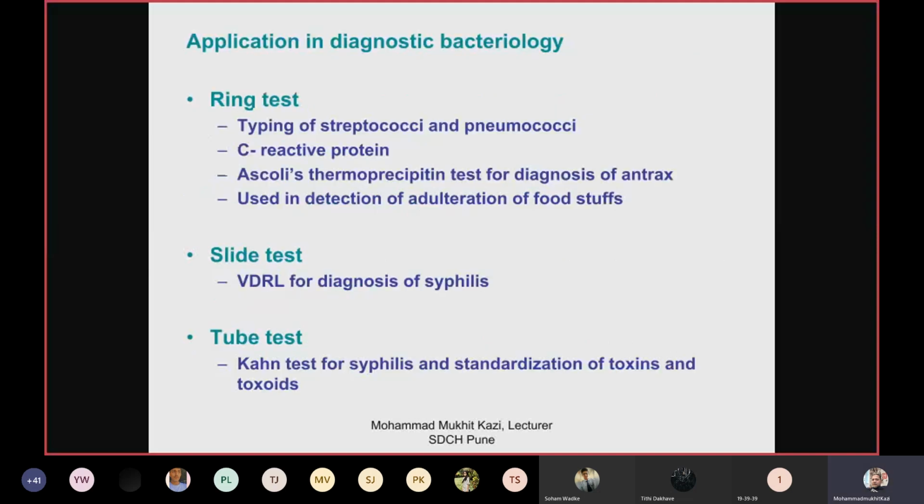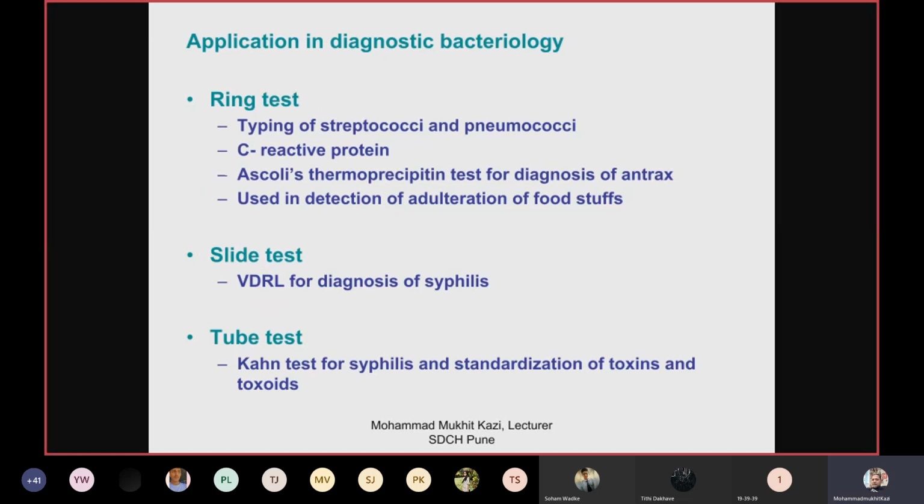What are the different applications in diagnostic bacteriology? Ring test, slide test, and tube test. What is the ring test? The ring test is done in a tube where a ring is formed, which is useful for detecting streptococci, pneumococci, and C-reactive protein. It can also be used for detection of anthrax and food adulteration. This is a very important application of precipitation reaction with the help of the ring test.